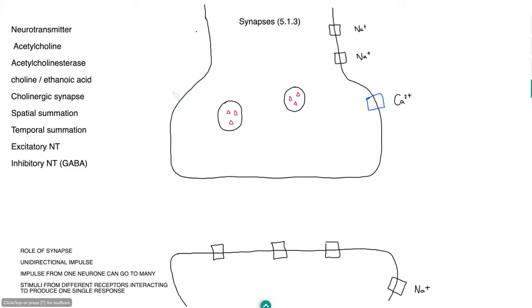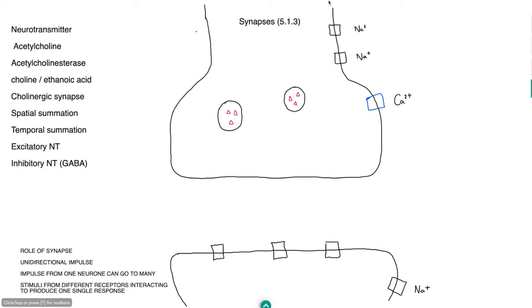All right, welcome back. It's the last video for module 5, so we finish on synapses. Up to this point, you should be feeling pretty confident with how impulses are initiated and how action potentials are moving down the axon to the axon terminal. So a quick summary, because it's going to help you understand how this topic of synapses works as well.